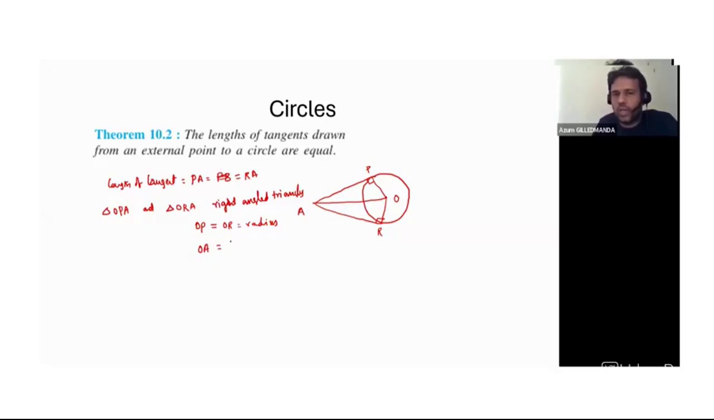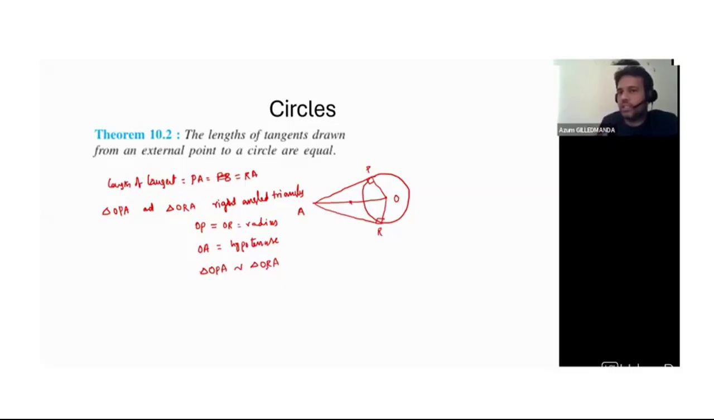So what is OA? OA is our hypotenuse in the right angle triangle. You agree? If this is the right angle, the side opposite to the right angle is this, so this is our hypotenuse. OA is the hypotenuse, which is common to both the triangles. That means here two sides are equal. OP, OR are equal. OA, OA is a common side. So can I say this delta OPA is similar to delta ORA? So these two are similar triangles.